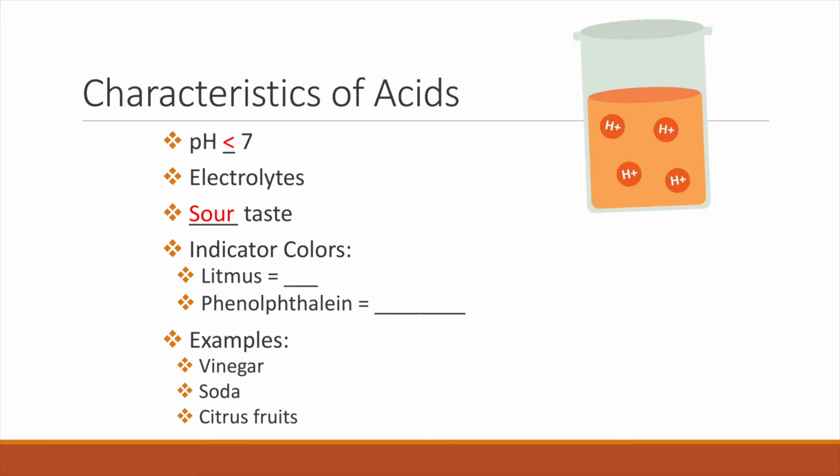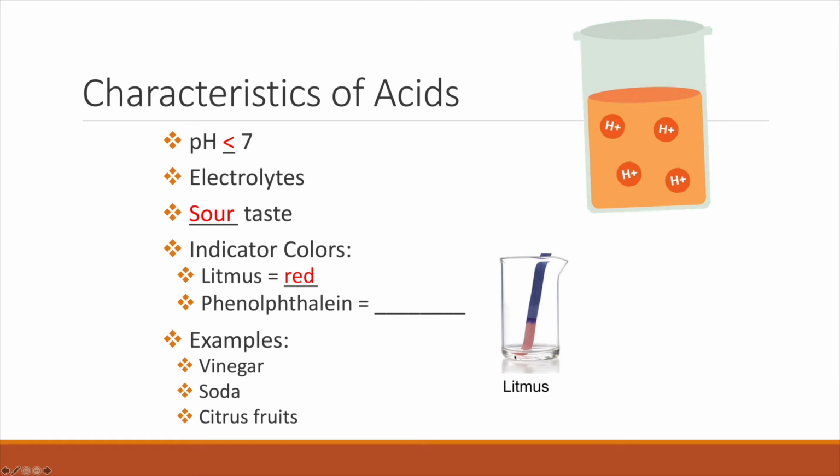In our next section, indicator colors, right? There are 2 indicators here. Right? An indicator is something that changes color with different pHs. So first one is litmus. Litmus is a paper. There are 2 different versions of litmus paper. There's red and there's blue. So for an acid, the litmus color is red. So if you were to take a blue piece of litmus paper and dip it into an acid here, you would see that litmus paper turn red.